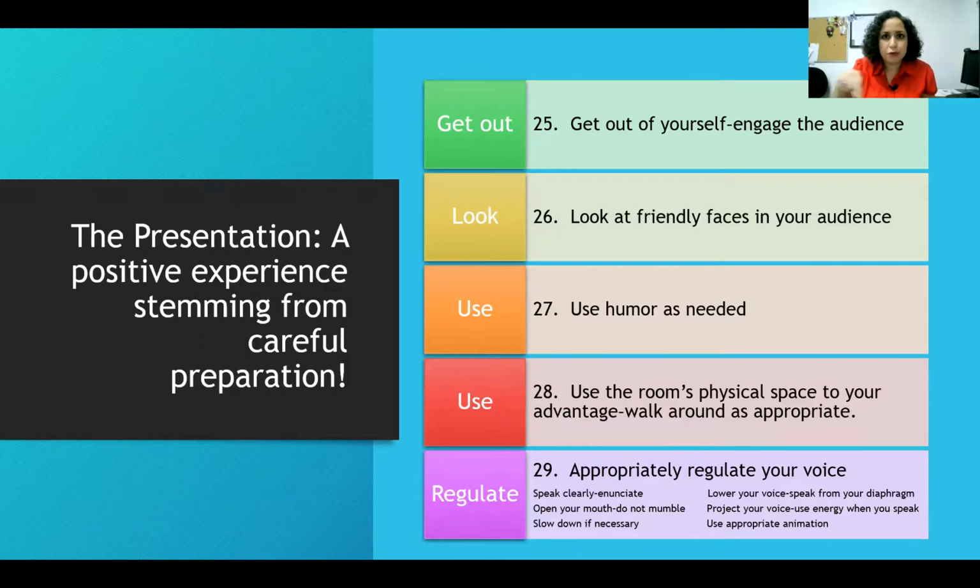Move around the room. That's what it's telling you. Camina alrededor mientras estás hablando. Pero sin olvidar estar viendo a tu audiencia, siempre enfocado a la audiencia. Por eso dice, siempre y cuando sea apropiado. Use the room's physical space to your advantage, walk around as appropriate.